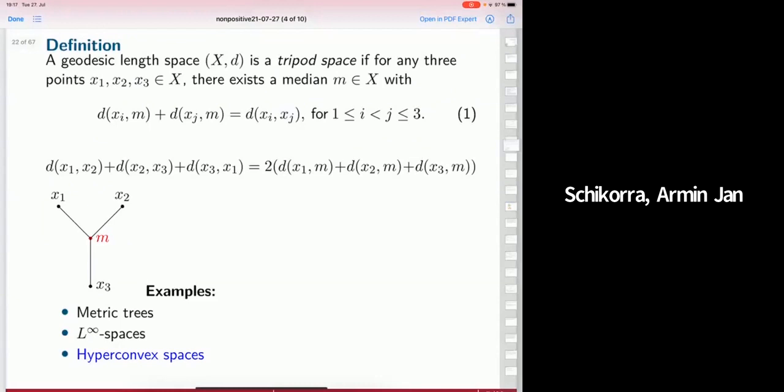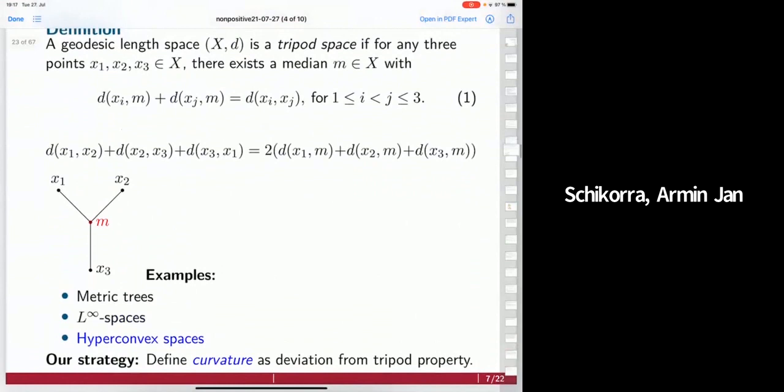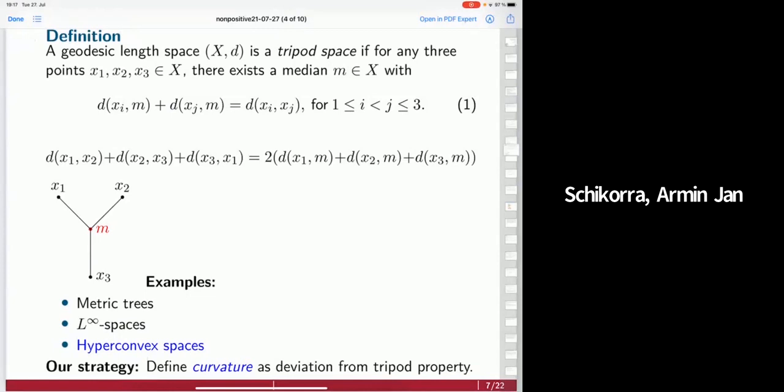So there's a general class of spaces, the so-called hyperconvex spaces, which in fact include both metric trees and the L infinity spaces, where this property holds, that is, which are tripod spaces. And I will come to those because I assume that even though they're quite important, they may not be familiar to many of you. But before I do that, let me already outline the strategy. Namely, we want to define curvature as a deviation from the tripod property. No longer by comparison with Euclidean space, but by comparison with the tripod space. So the tripod space is kind of an ideal space which satisfies an ideal condition, and actual spaces, many manifolds or whatever, deviate from such a tripod space in terms that can be quantified and that will be quantified in this talk.